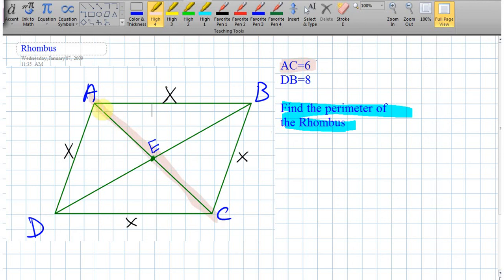Well, if that diagonal is 6, what is the first thing that pops into my mind? Well, since we know the diagonals bisect each other, those two segments are 3 and 3. All right, what else do we know?